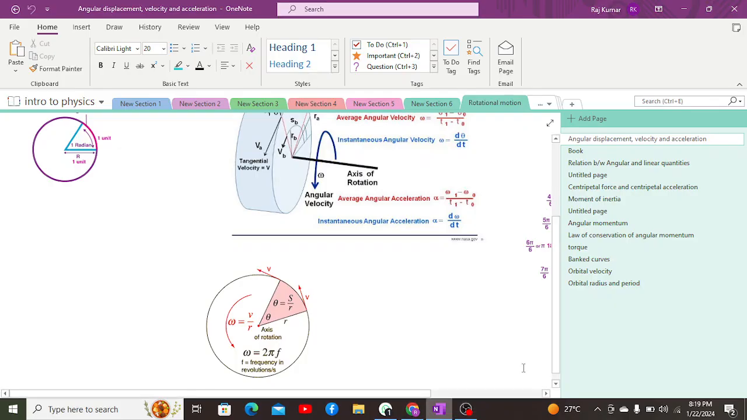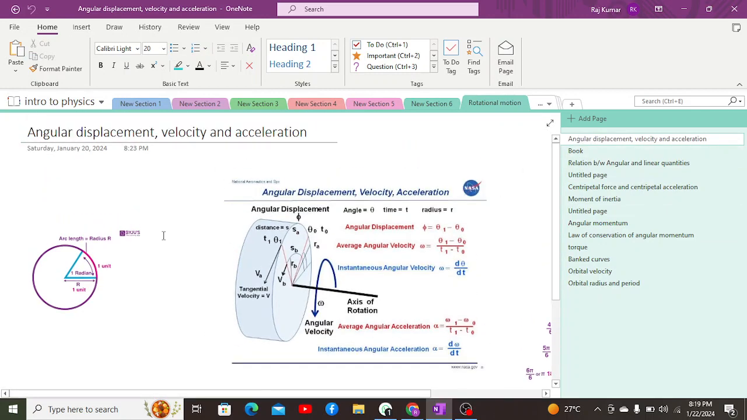Greetings everybody. So today we are going to discuss the one shot of a new chapter, which is rotational motion. First, we previously learned about linear motion.